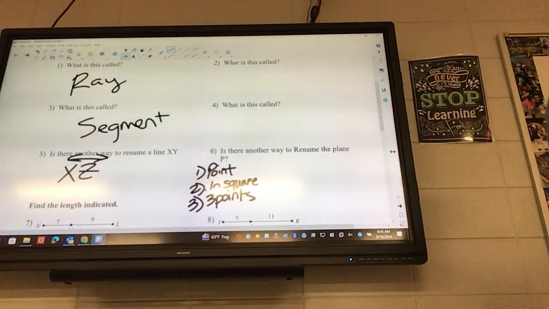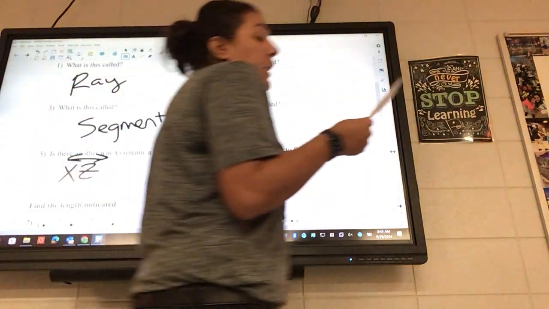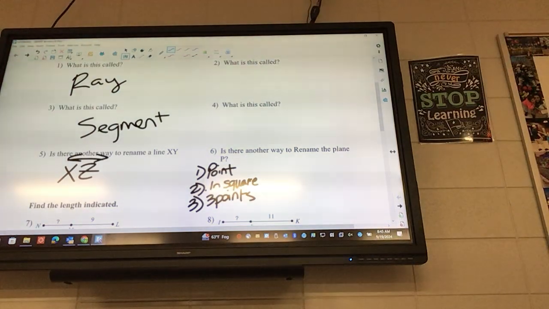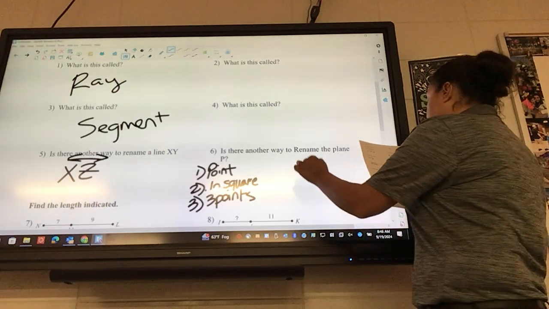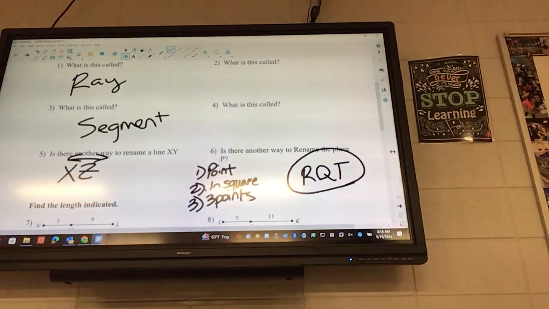So, like S, you cannot use S, because why? It's on the line. It is not inside the square, okay? Why can we not use U? Outside the square. It's not in the square. We cannot use V, why not? It doesn't have a point, okay? So you can say RQT, TRQ, QTR, any of those in an order of 3. That's how we're gonna name that plane. So your actual answer is, we can say RQT. Okay, so you have to have those 3 criteria in order to name a plane.